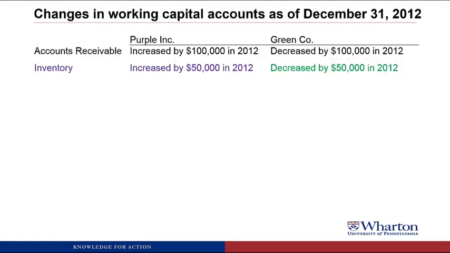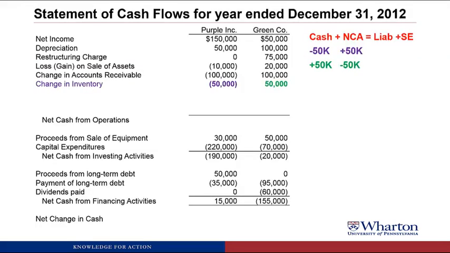Next, Purple had an increase in inventory of $50,000. Green had a decrease in inventory of $50,000. So starting with Purple, inventory goes up, non-cash asset goes up. We subtract that on the cash flow statement. What must have happened here is Purple bought more inventory than they sold, with the amount of inventory they sold represented in net income. For Green, their inventory went down, so that's a non-cash asset going down. We add that back on the cash flow statement to stay in balance.